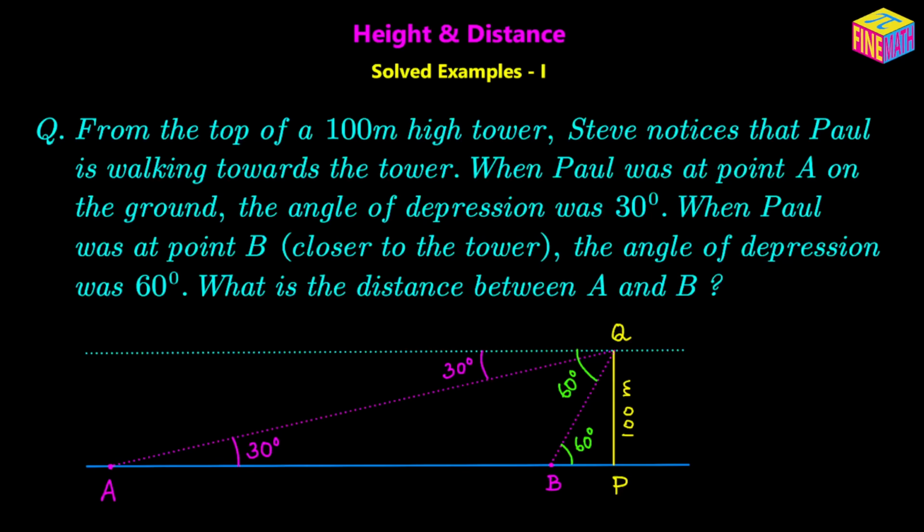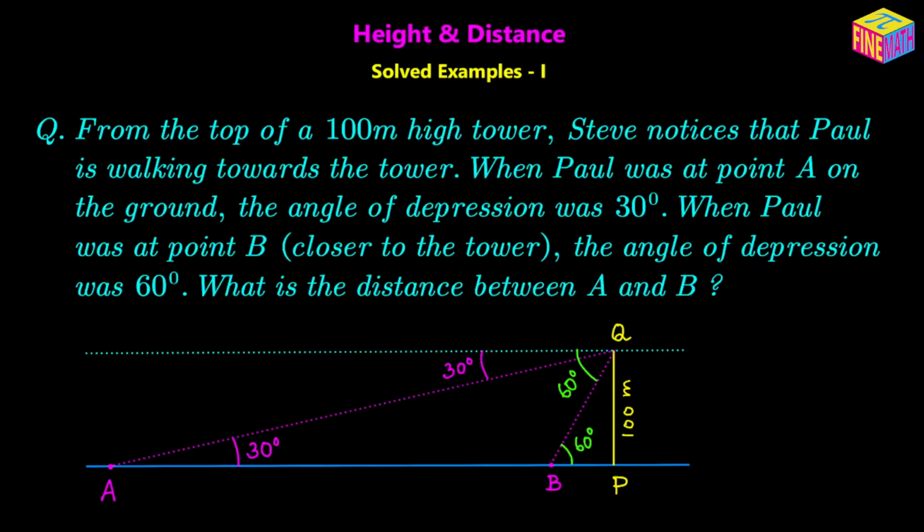Now if you carefully look at the diagram, you will see that we have two nice right triangles. One of them is APQ and the other one is BPQ. Those are two right triangles because PQ is perpendicular to AP. This is a straight upright tower. It cannot be tilted or inclined. So that is perpendicular to AP.